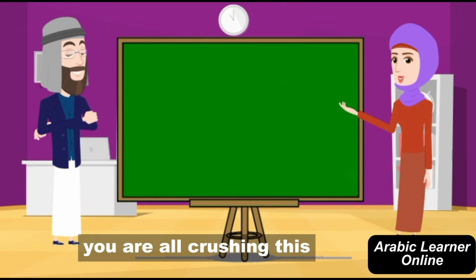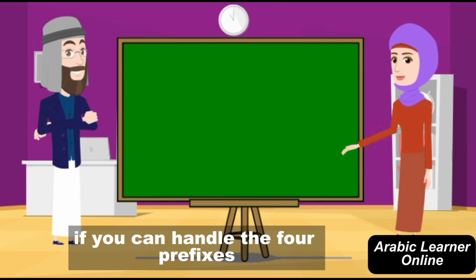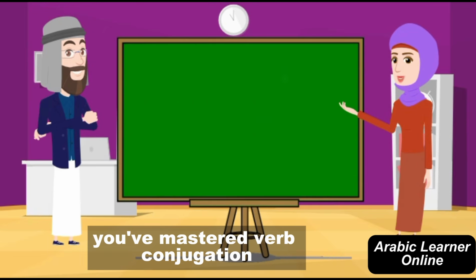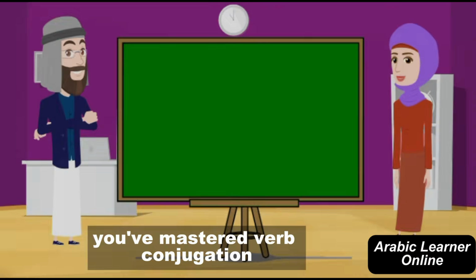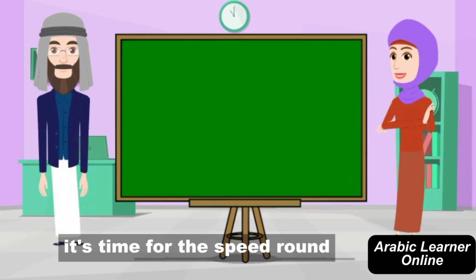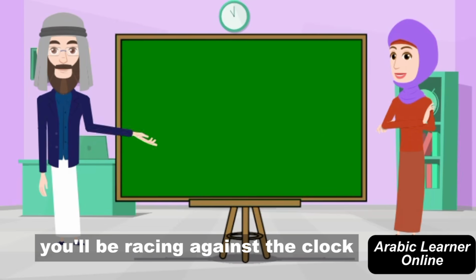You are all crushing this. You've just conquered the present tense. If you can handle the four prefixes and those two critical suffixes, you've mastered verb conjugation. When we come back, we're not doing separate tenses anymore. It's time for the speed round, mixing past and present. You'll be racing against the clock.